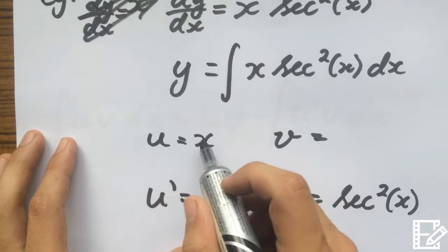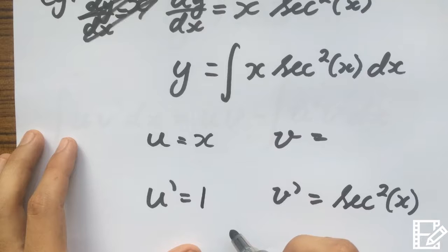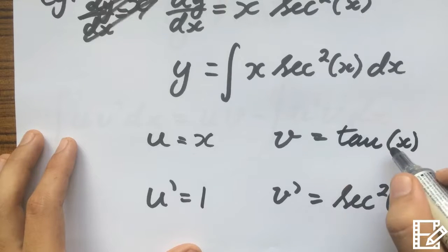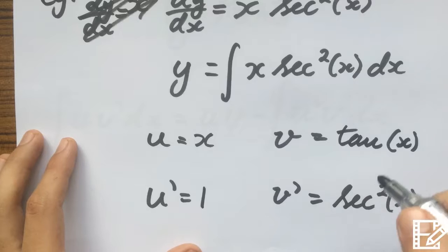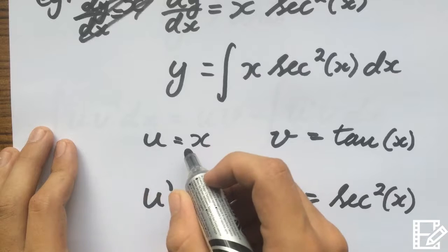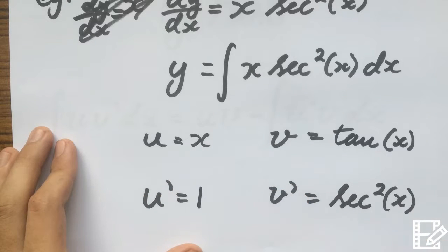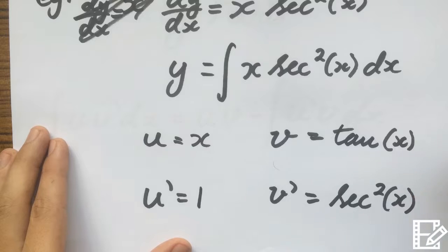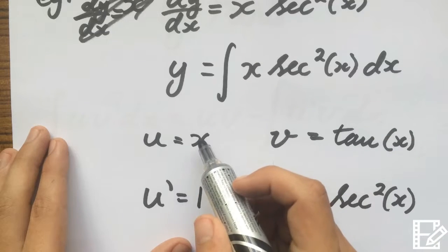Now, if we derive u, which is x, we get 1. And if we find the integral of sec squared, we get tan, because if we derive tan, we get sec squared. So the integral of sec squared is tan x. Now, why did I pick u to be x and v dash to be sec squared? Well, if we put sec squared up here and we had to derive it, we would get something along the lines of the natural log of tan, sec, sine, something or other. But if we derive x, we get 1.